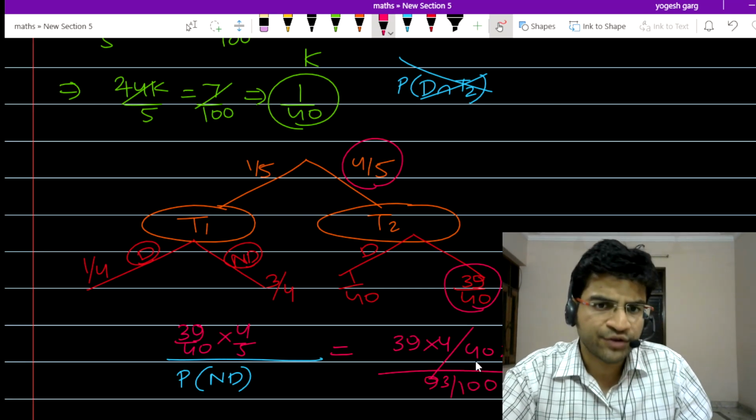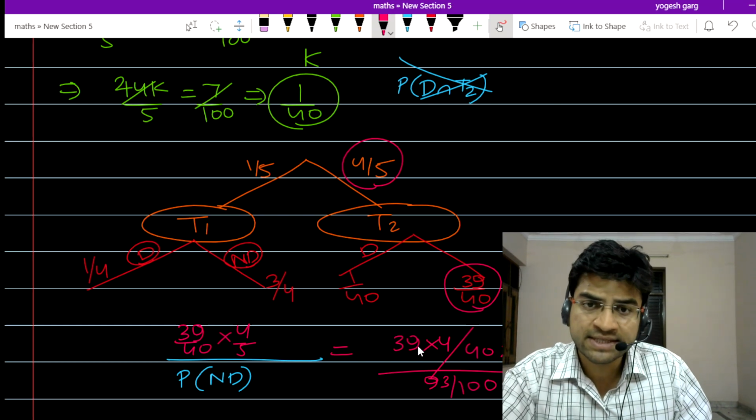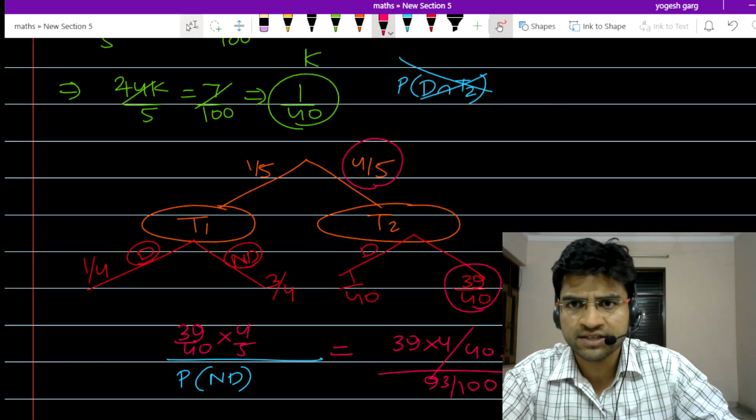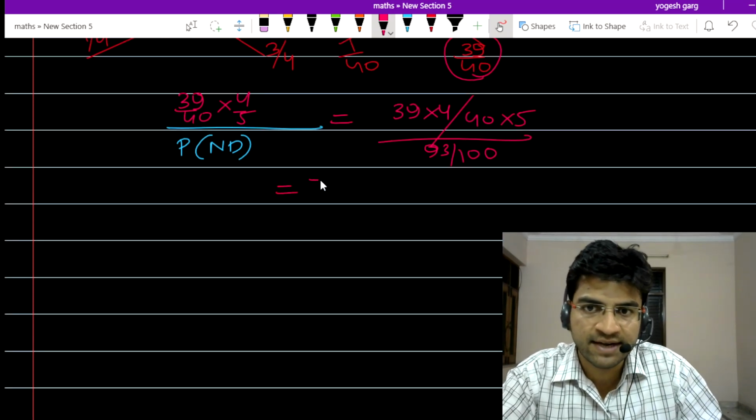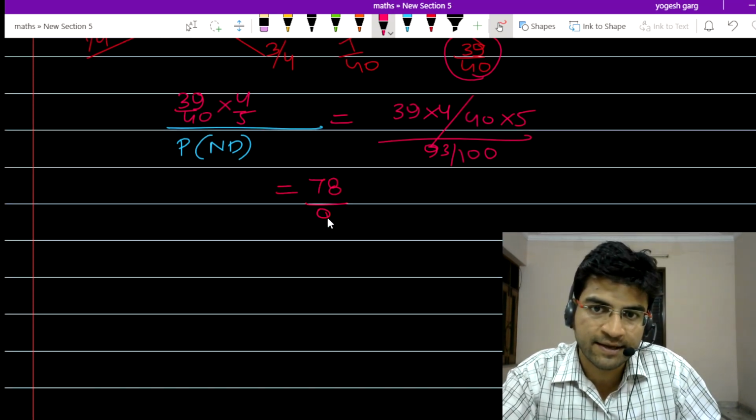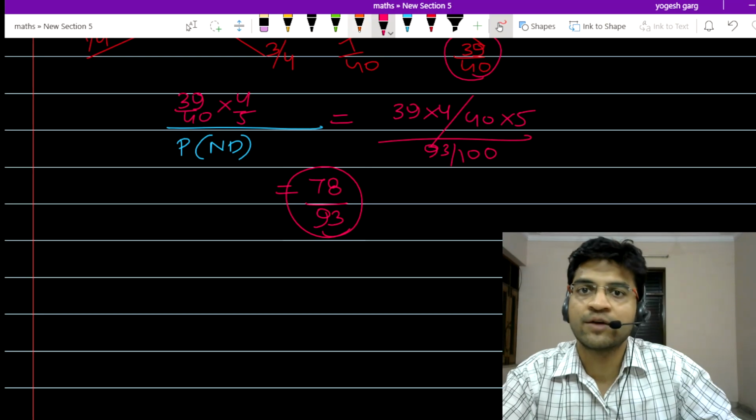Simplify this, you can clearly see it will be 78 by 93. Simplify this, you will get 78 by 93. So that is the required answer.